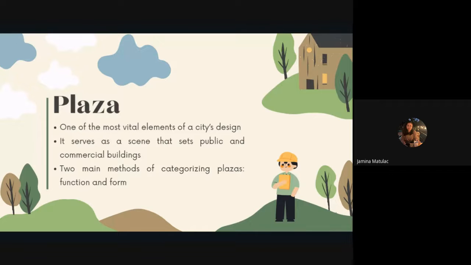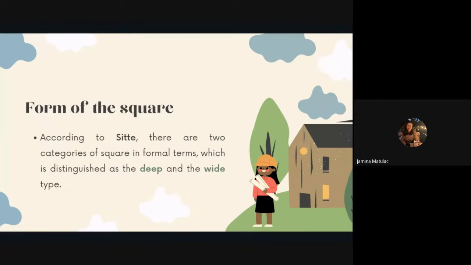As we've discussed, plazas can function as centers or gathering spaces, and can also function as portals, serving as a point of departure. Now we go to the form of the square. According to Camillo Sitte, there are two categories of square in formal terms, distinguished as deep and wide type. Paul Zucker, as you can see in our notes in Canva, distinguished five forms of plaza: the closed square, the dominated square, the nuclear square, the group square, and lastly the amorphous square, which will all be discussed by our class today.